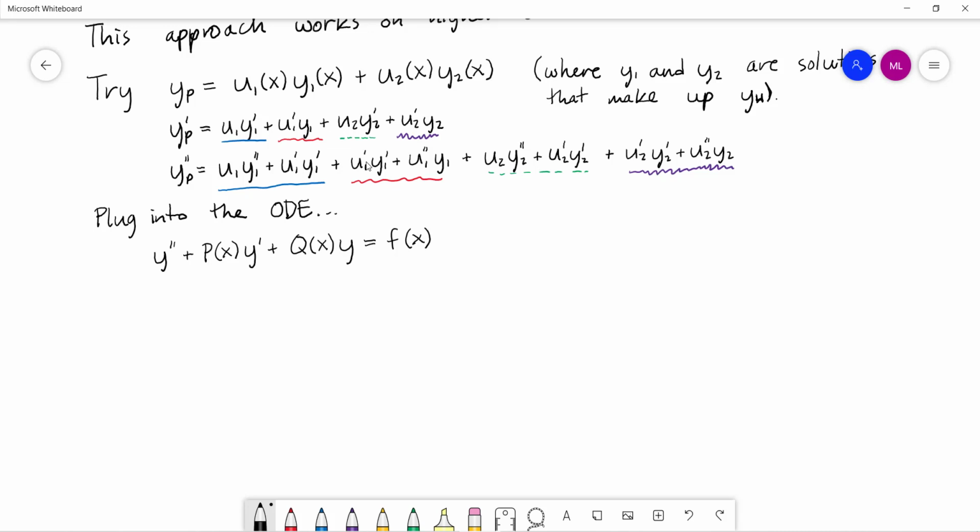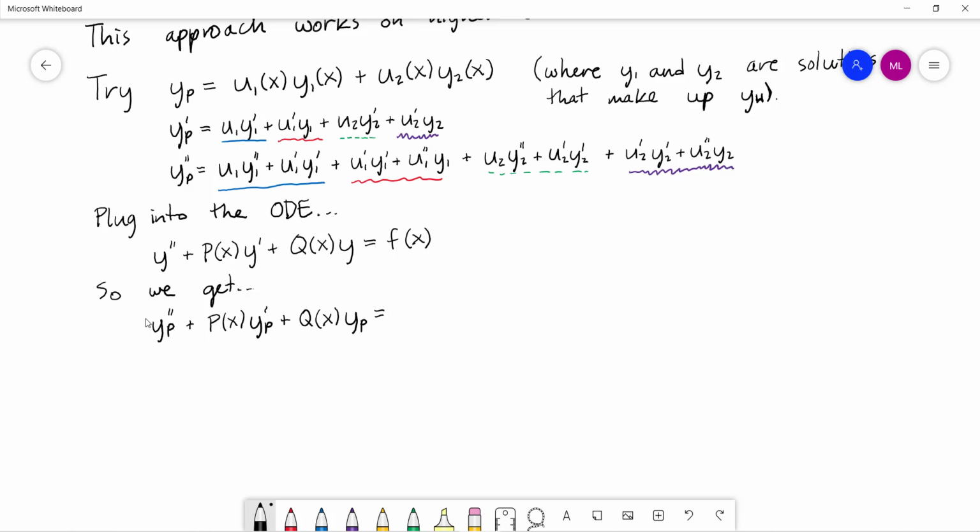So let's plug in and see what we get from all of this. When we plug in the y particular, we're going to get that basically y particular double prime plus p of x times y particular prime plus q of x times y particular equals f of x. That's our hope. And in fact, instead of writing this here, let's see what we actually get. Let me start writing these in. Let me try to be a little bit smart about how I do this so that we can try to eliminate some stuff.